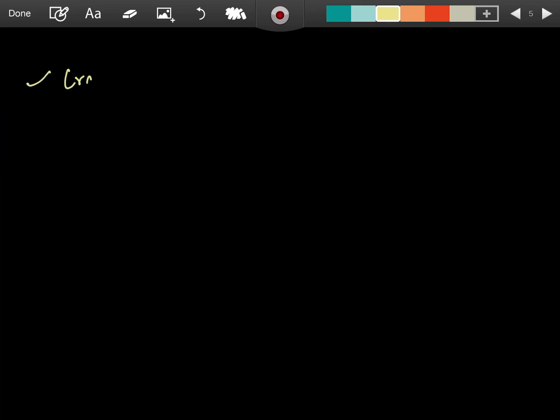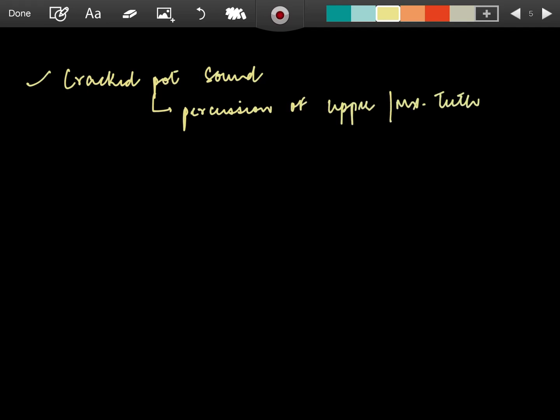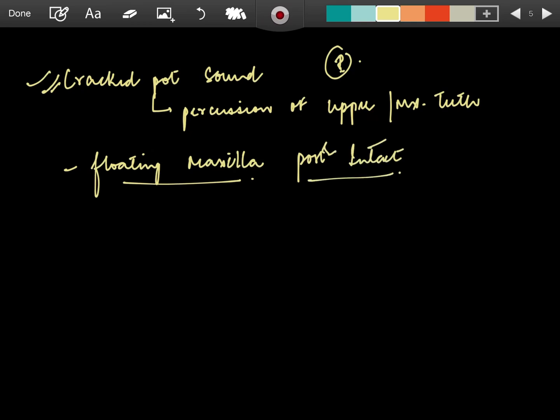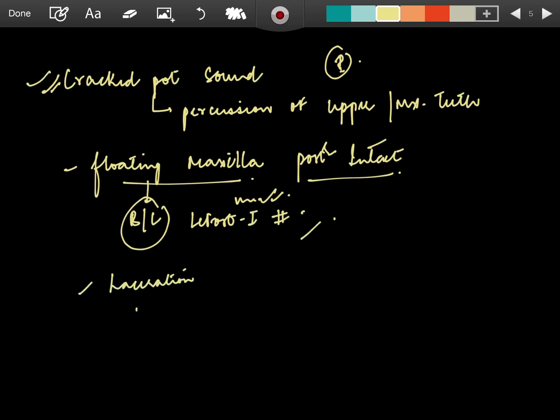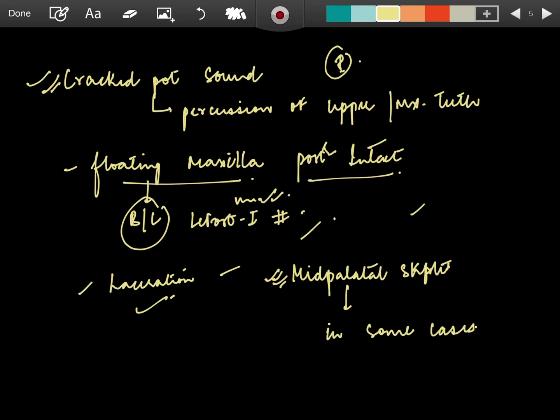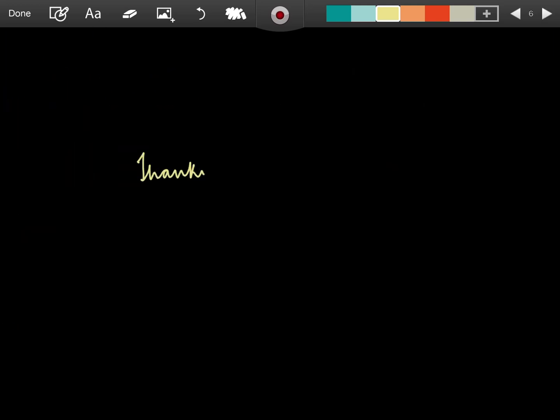Coming to the other signs and symptoms, there is a cracked pot sound. When we percuss the maxillary teeth, the normal sound is dull. In the LeFort 1 fracture, there is a cracked pot sound. When the LeFort fracture occurs bilaterally, it is called a floating maxilla. There may be other signs like lacerations and ecchymosis due to the trauma. Sometimes, very rarely, there is a mid-palatal split. So it was all about the LeFort 1.